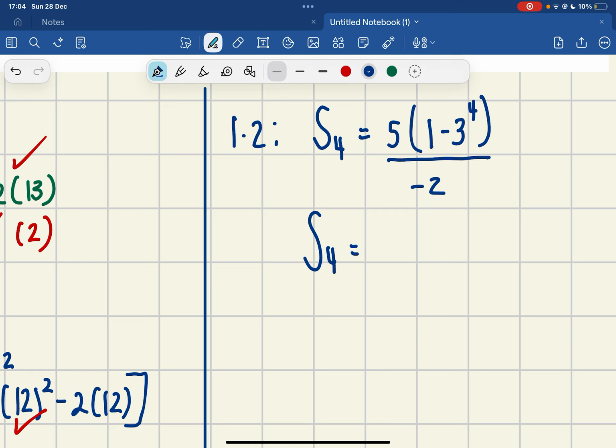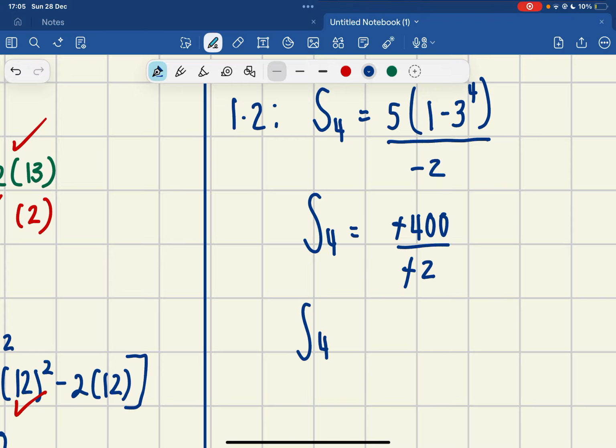S4 is equal to, let's just quickly simplify the top. 3 to the power of 4. The top gives me -400, and the bottom gives me -2. That gives me 400 divided by 2, which is 200. So S4 is equal to 200. And you can easily correct me if I happen to have made a mistake, boys and girls. I'm easily open for correction.